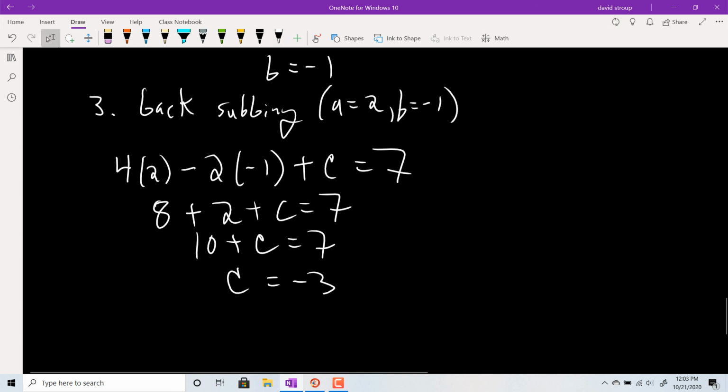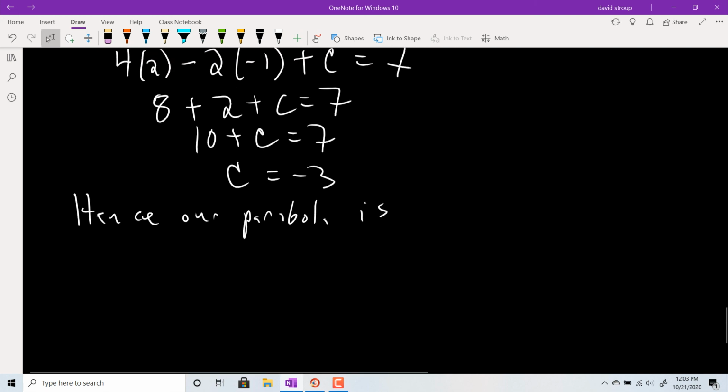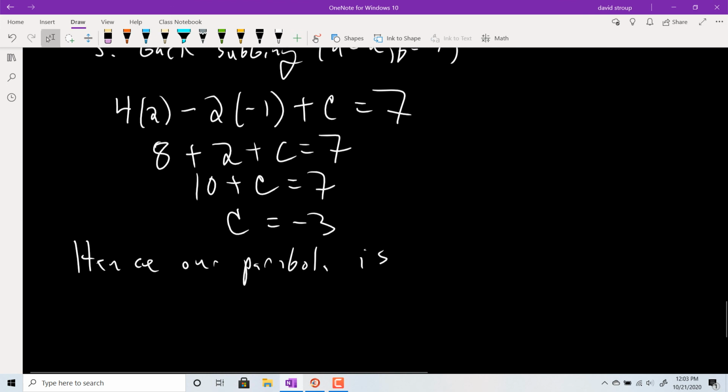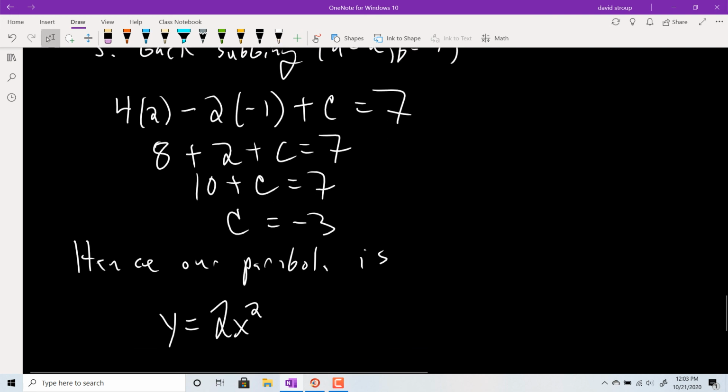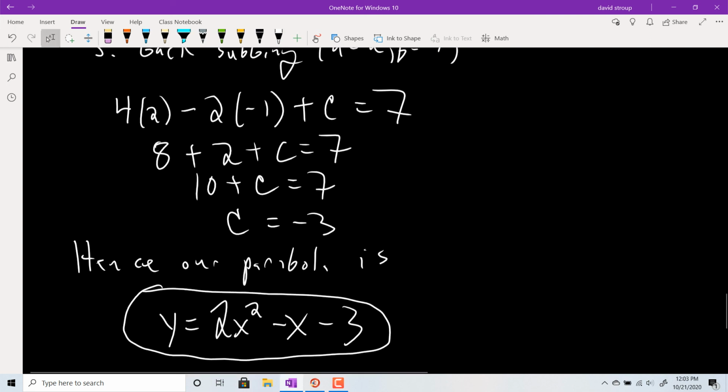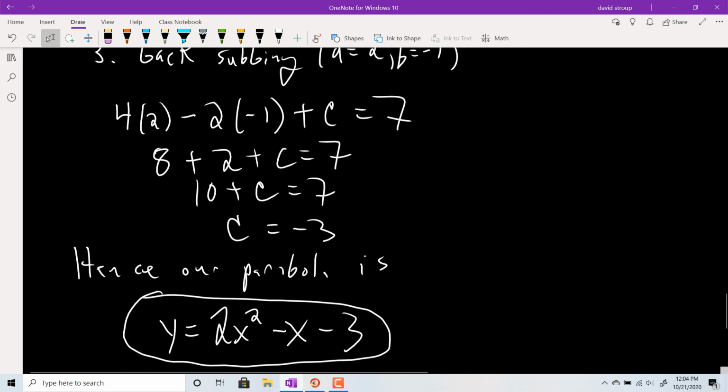Now we just form our parabola. So hence, our parabola is, and now we just plug in the a, b, and c. So y equals ax squared. So again, our a was 2. So we got 2x squared plus bx. Our b is negative 1, so minus x. And then plus c, which is minus 3. And that's our equation that goes through those 3 points, which is a parabola. It's a pretty awesome technique. An interesting idea somebody came up with.